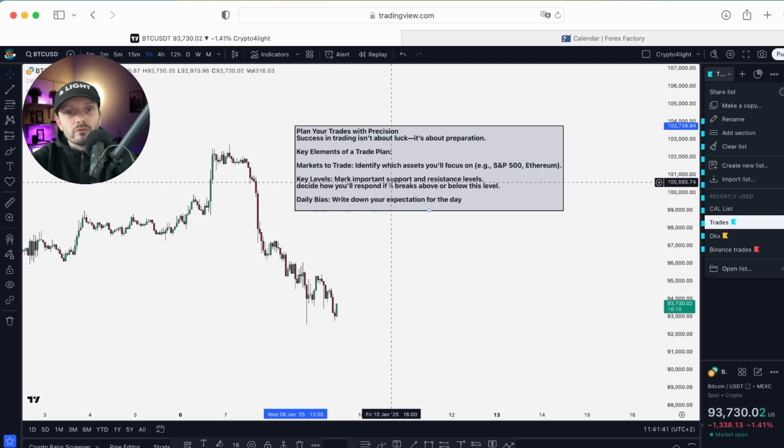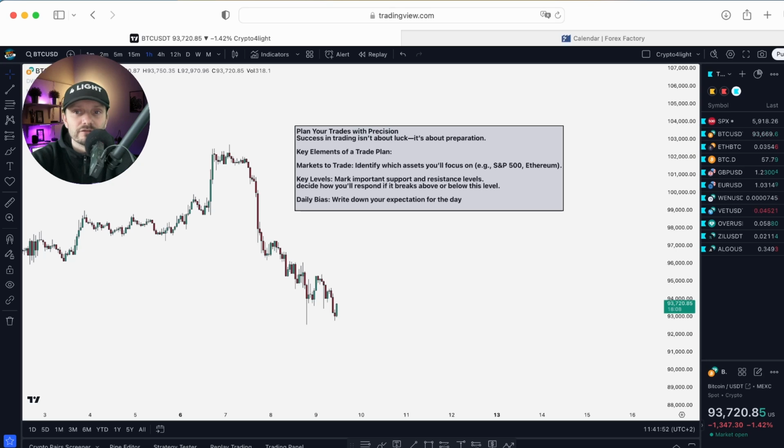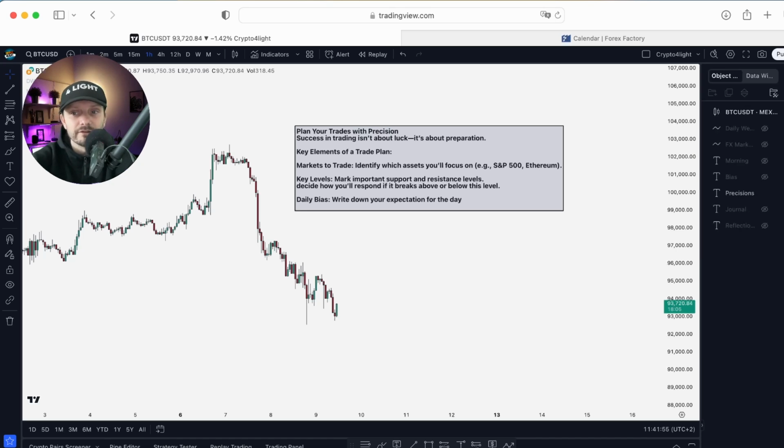Next one is key levels. Mark important support and resistance levels for each token. Decide how you will respond if price breaks above or below this level. So it's always about the decision. For example, if tomorrow the unemployment rate event shows us data like this, I do this. If the data is different, like this, I do this. So for every single move, you have to understand what you will do. So yes, it's boring, but you're ready. No matter what happens in the market, you will be ready.